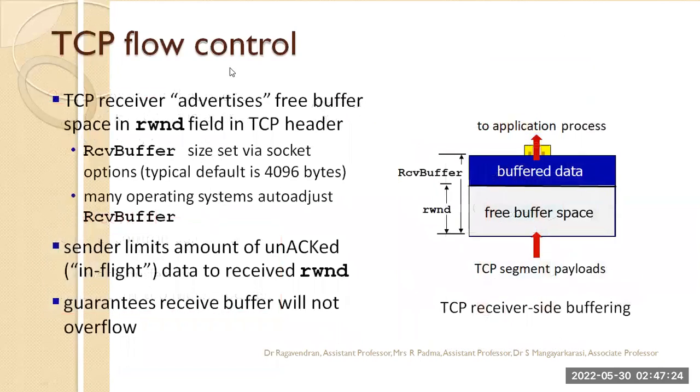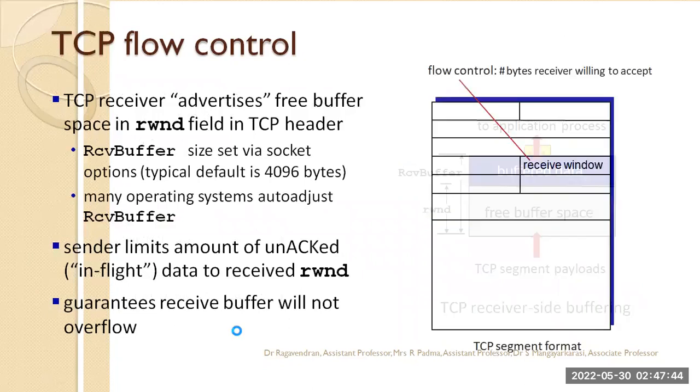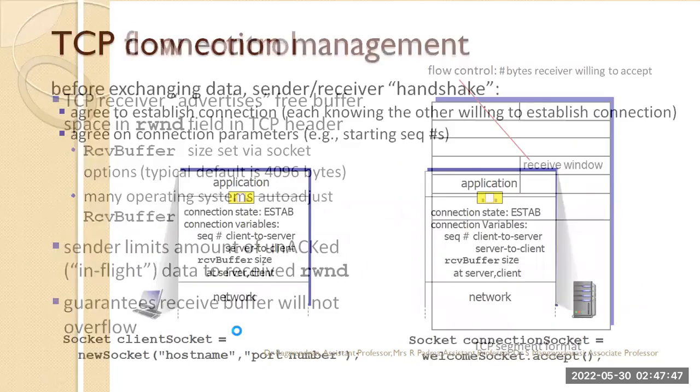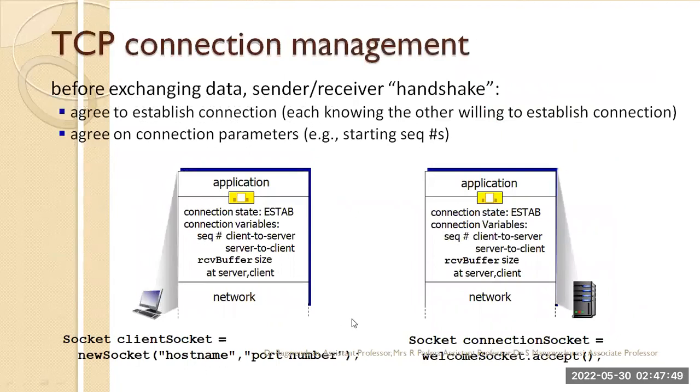So this is TCP flow control. The TCP receiver advertises free buffer space in the rwnd field in the TCP header. TCP buffer size is set via socket options. So the sender limits the amount of unacknowledged data to the received rwnd. It guarantees the receive buffer will not overflow. Okay, so the TCP connection management. Before exchanging data, sender and receiver have to handshake and agree to establish a connection. It agrees on connection parameters.